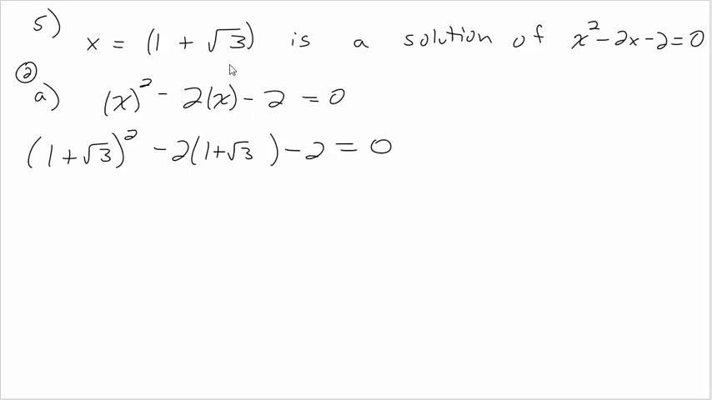If 1 plus radical 3 is a solution to this equation, then the left-hand side should come out to be 0 when we simplify it. So here we have a binomial squared, which means we need to write it out twice and FOIL it.